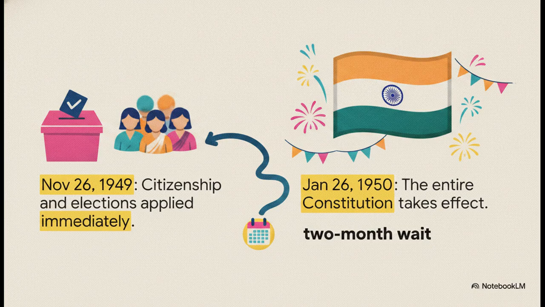Now, here is a really important distinction. The document was officially enacted on November 26, 1949, and urgent provisions like citizenship and elections were applied right away. But they intentionally waited 2 full months for complete enforcement. They chose January 26, 1950, specifically to honor the 20th anniversary of the 1930 Purna Swaraj, or Complete Independence Declaration.